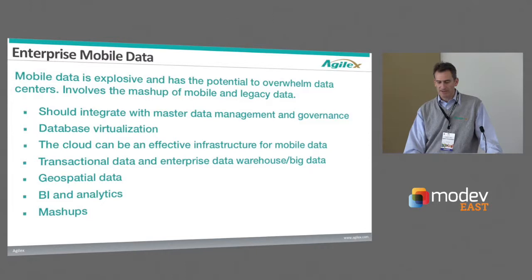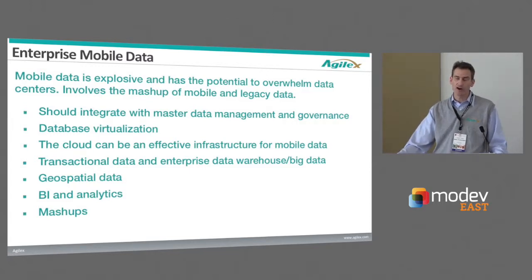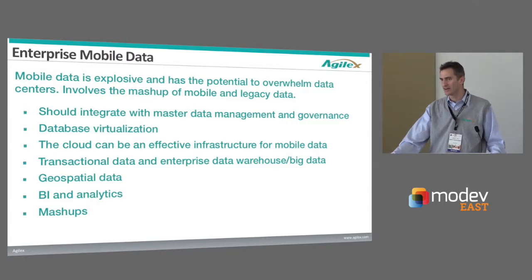Enterprise mobile data is another big one. There's such a dramatic influx of data from mobility that a lot of organizations are not prepared for, particularly with location and geolocation. And the question becomes, how do you store that? How is it mashed up with legacy data that exists within an organization?